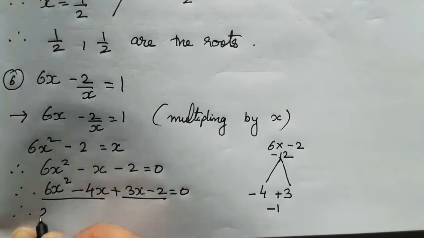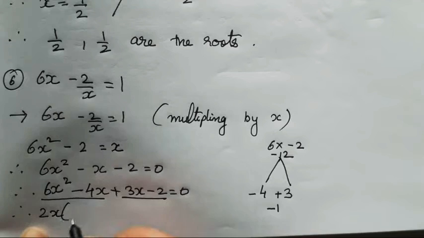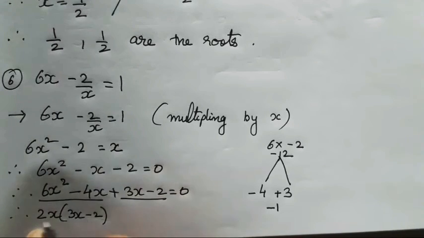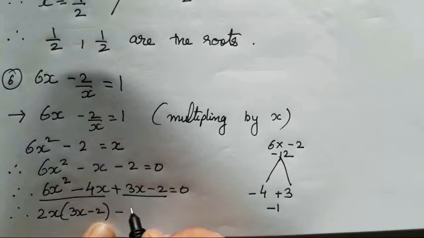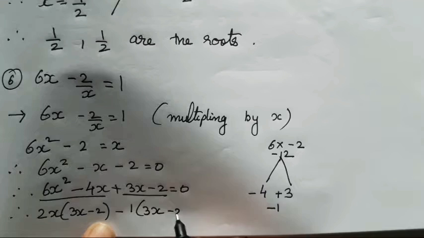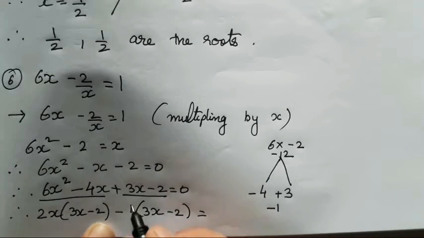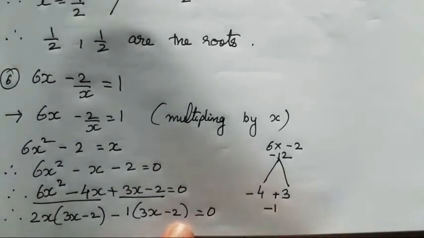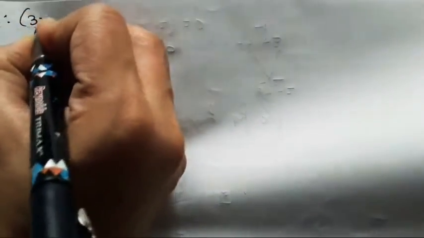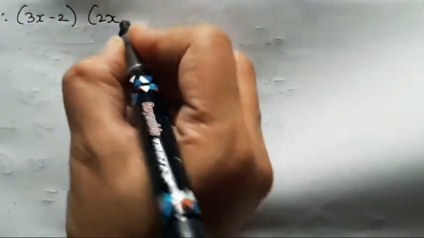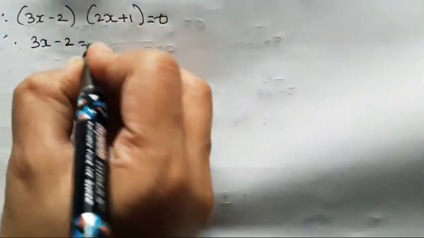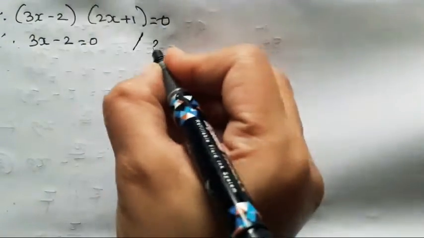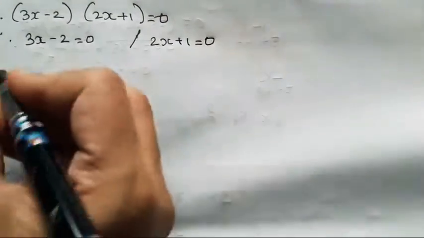Find the factors. After finding the factors, you all have to make the pairs. 2 threes are 6, x into x, x square. Same is for the other term also, 1 3x minus 2. 3 into x, 3x, 1 into 2, 2 is equal to 0. So therefore 3x minus 2 and 2x plus 1 is equal to 0. Therefore 3x minus 2 is equal to 0, and 2x plus 1 is also equal to 0.